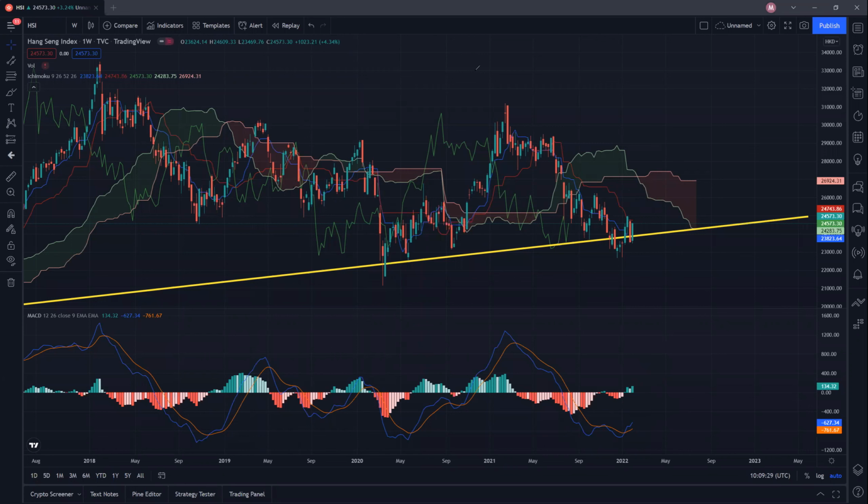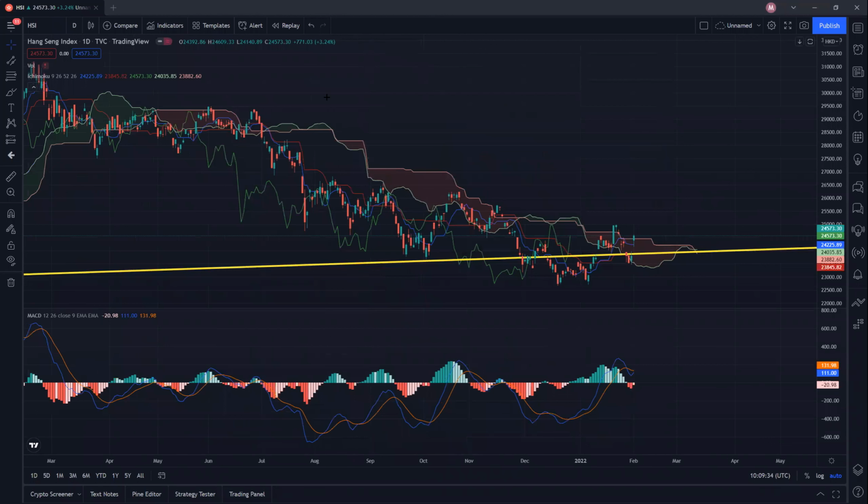Likewise, on the daily charts, you can see that it did pull back slightly. So the MACD is trying to cut back above the orange line, to ride with more momentum coming soon.